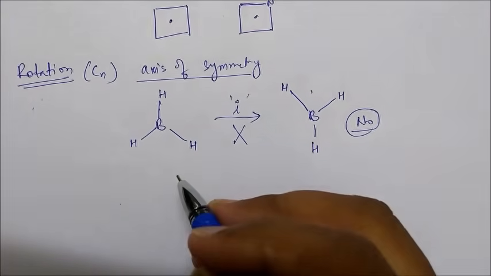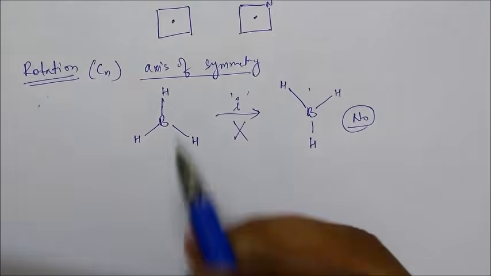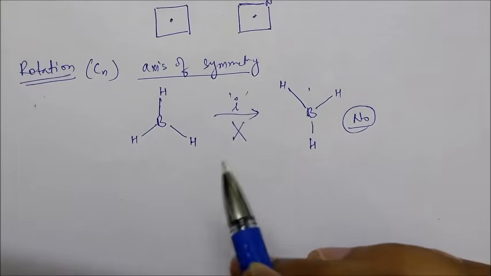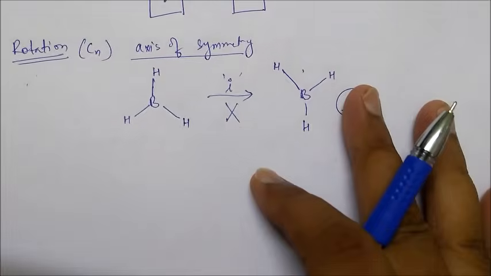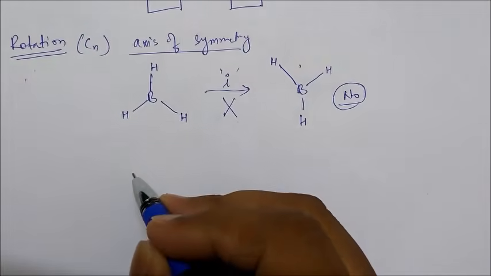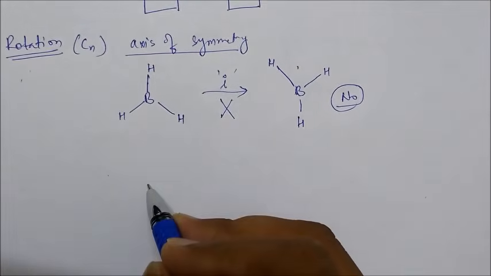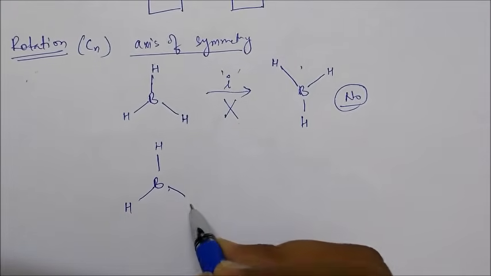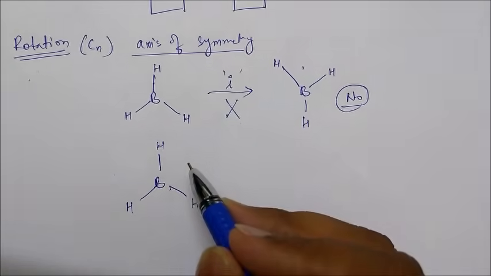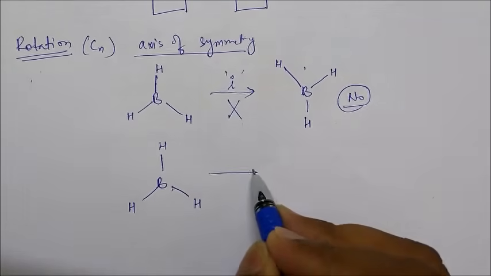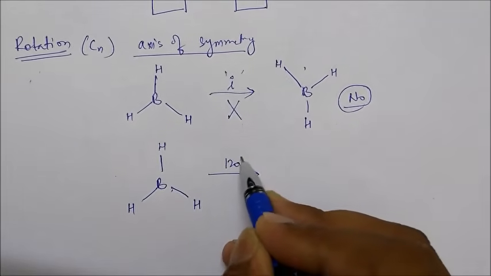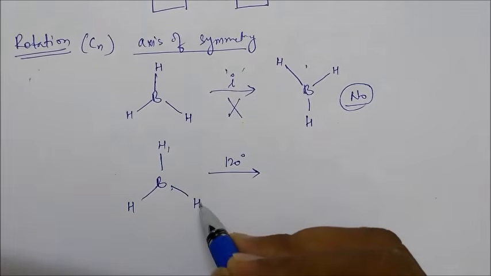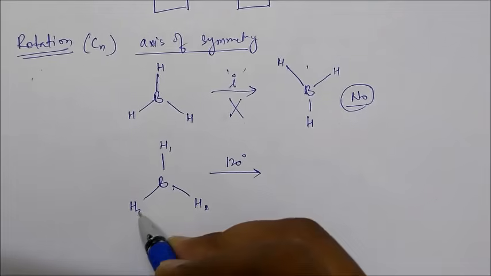Now let's check the rotation. Rotation is like the example I gave you earlier, the example of the triangle. We were rotating the triangle about an axis, so we need an axis about which we can rotate the molecule. So let's take this molecule only, BH3. Can we rotate this molecule and get the same structure? Yes, if we rotate it by 120 degrees. So what will happen? This hydrogen will come here. I will just name these 1, 2, and 3 so that it is easier to understand.